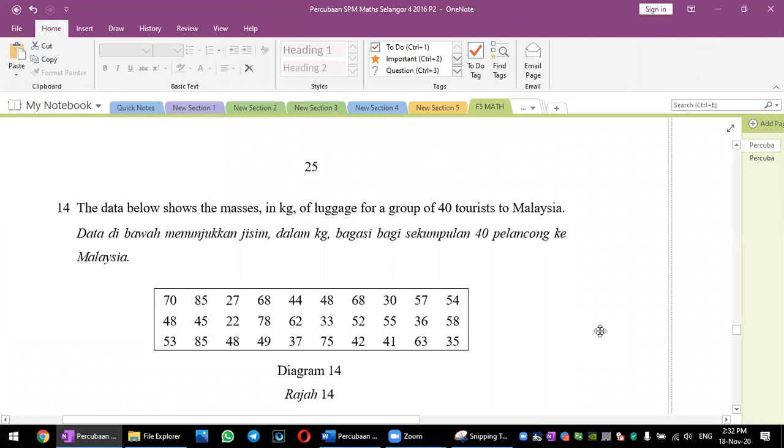Okay, next we do 14. The data below shows the mass of luggage for a group of 40 tourists to Malaysia.